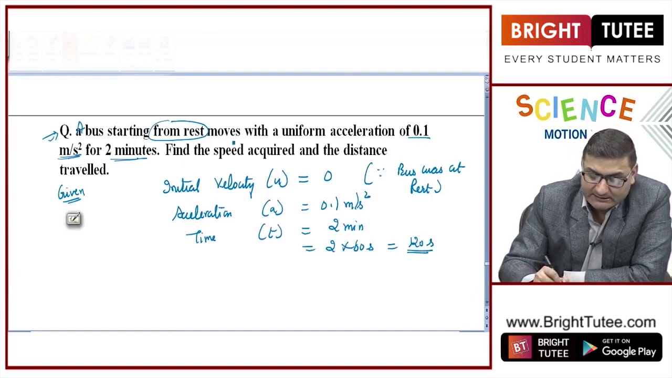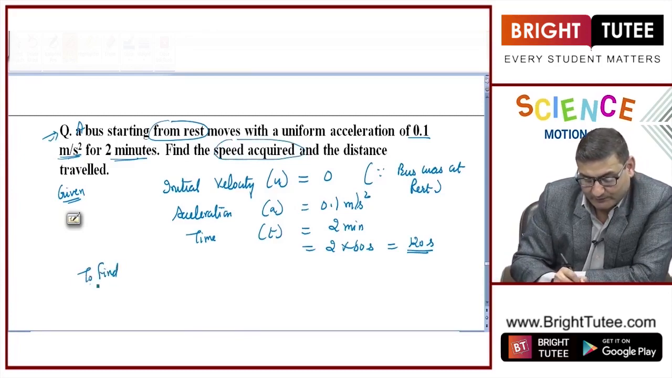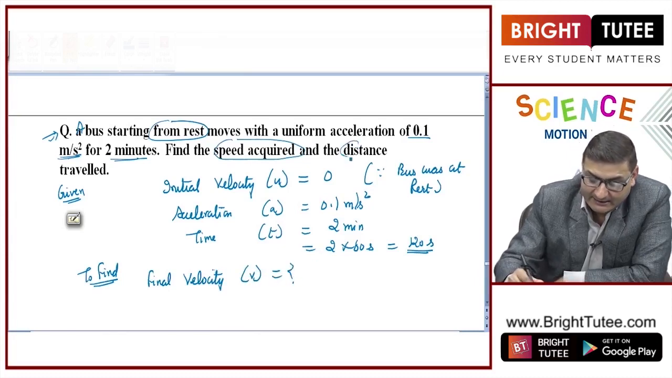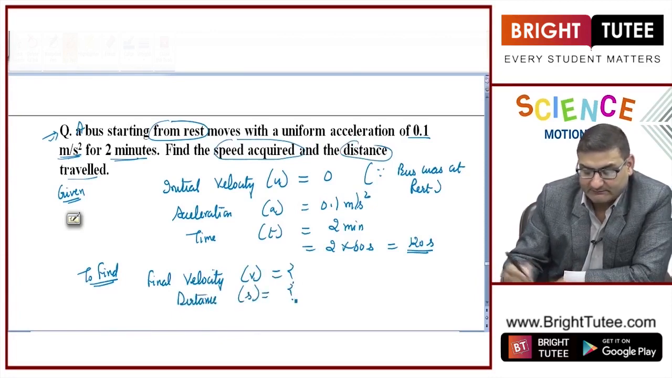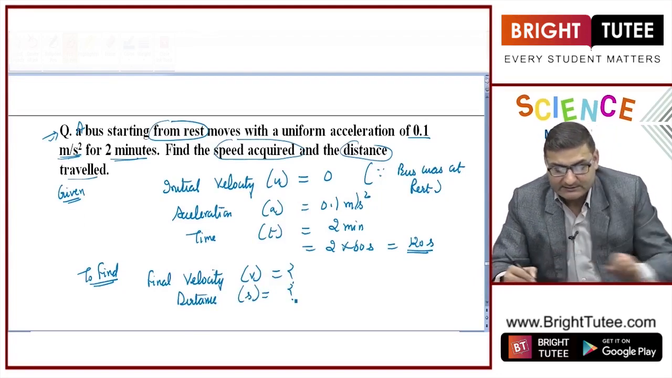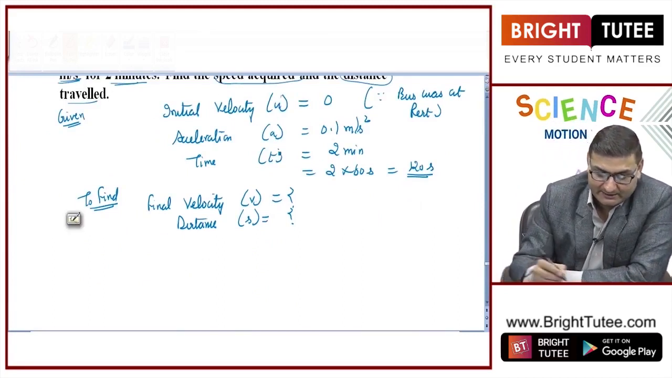Now, find the speed acquired. What I need to calculate first is the final velocity. I need to calculate the final velocity small v and the distance travelled. I also need to calculate the distance travelled by this particular bus, right? And of course, I can't find both things from any one particular equation. So, to find v, I will use the first equation of motion because u, a, t are given to me.